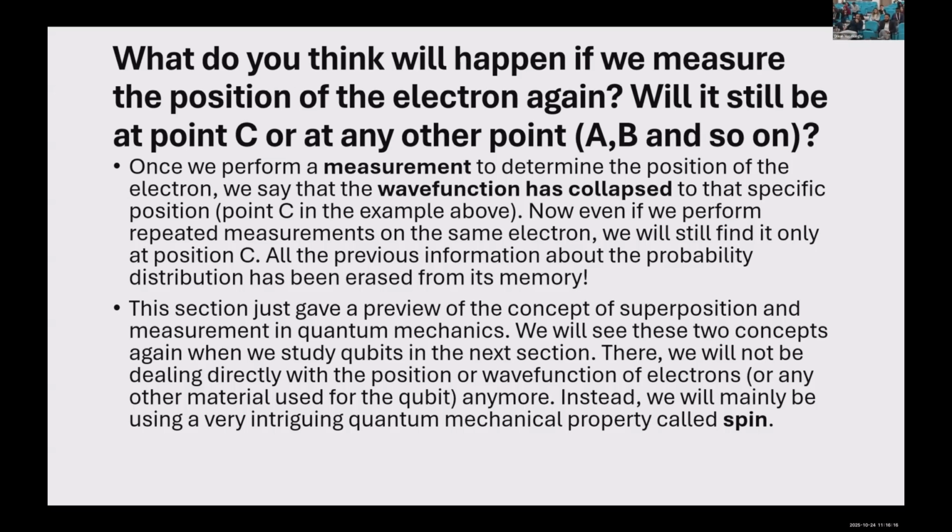Okay? This section just gave a preview of the concept of superposition and measurement in quantum mechanics. We will see these two concepts again when we study qubits in the next section. You will understand it better and you will perform some experiments on Scratch 2 and IBM computers too. There will not be any dealing directly with the position or wave function of electrons or any other material used for the qubit anymore. Instead, we will mainly be using a very intriguing quantum mechanical property called the spin. And you are familiar with the spin, alpha and beta. We had it already, let's say.